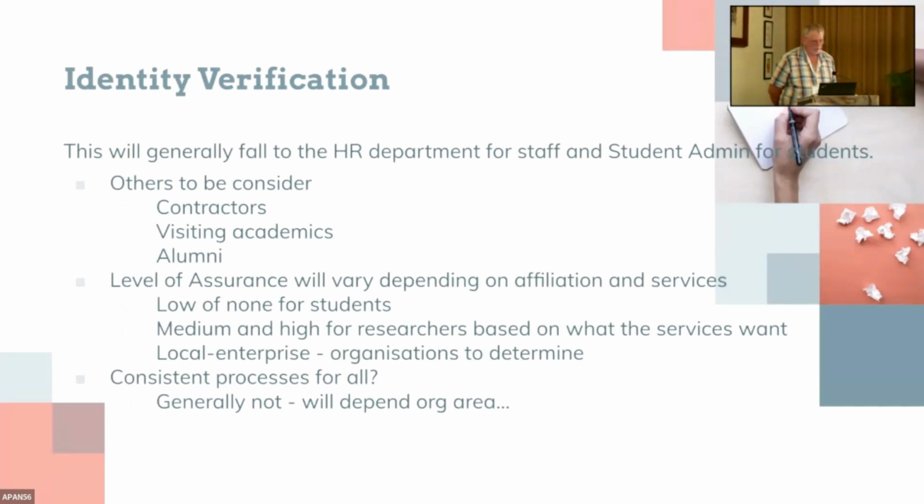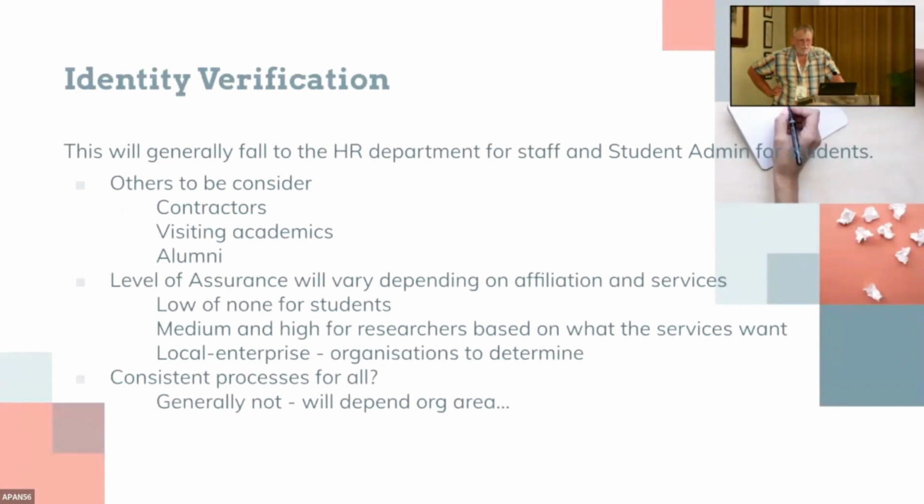And I think a lot of them are starting to think about this stuff as well. The level of assurance will vary depending on the affiliation and the services. So low to none for students is probably acceptable initially. Most students won't be accessing services that require high levels of identity assurance, unless they're research students, and then they're starting to access research data sets where you might need to step them up through credentialing assurance, or identity assurance processes as they start to access or need access to those data sets.